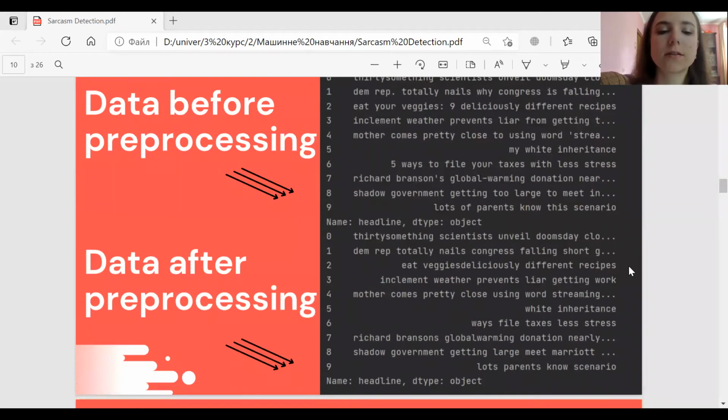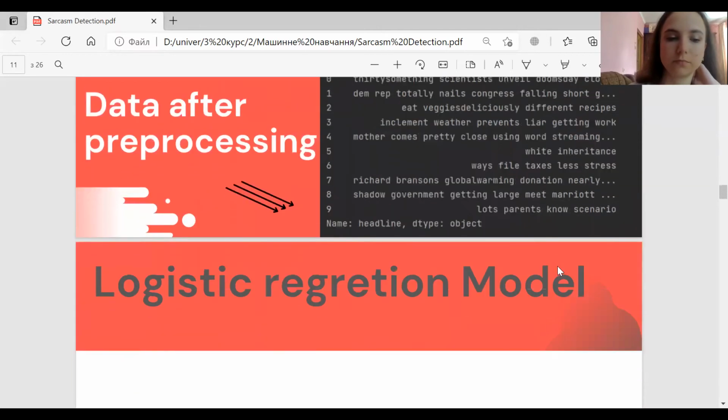And here you can see the difference in headlines before and after the pre-processing. Numbers and punctuation are gone, as well as stop words like with, my, or to. Here you can see words like mine, with, and they're gone here, as well as numbers.